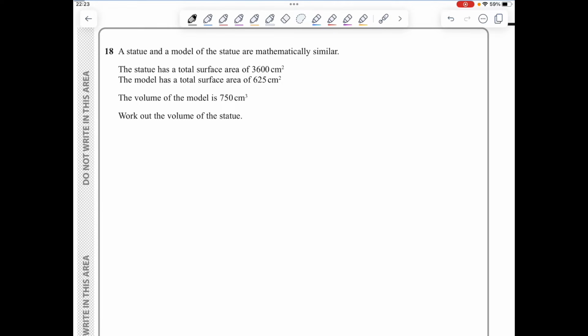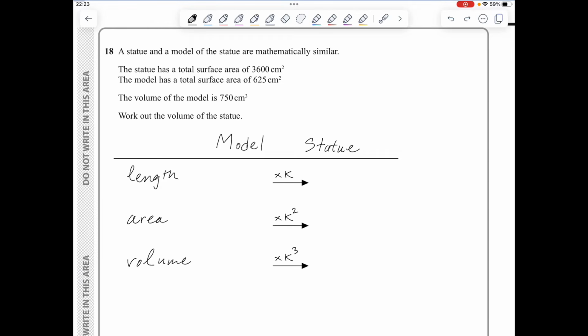For question 18, I have a situation of two similar shapes. So I will create the table I usually do for this type of questions. So I've got the model and the statue, I've got length, area, volume. Length has a scale factor of k, area k squared, and volume k to the power of 3. Let's transfer all the information I have on this table. So the area of the model is 625. The area of the statue is 3600. And the volume of the model is 750. I need to find V, which is the volume of the statue.